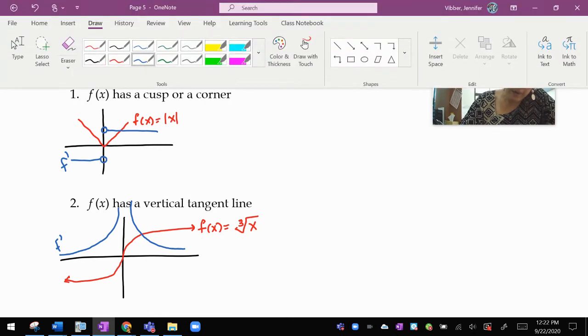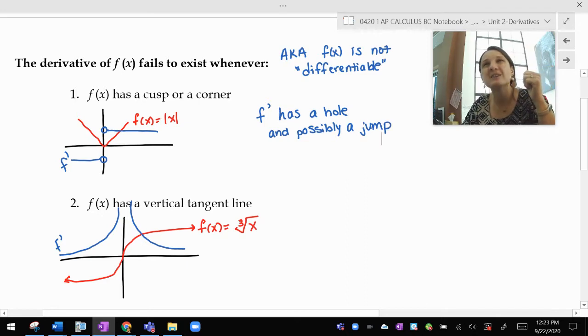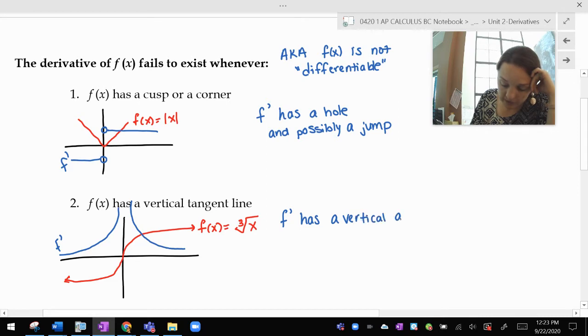So whenever f of x has a cusp or a corner, f prime has a hole and possibly a jump. Okay. And I want to say it's always a jump, but I'm just not sure about that. So we're going to say and possibly a jump, but I'm pretty sure it's always a jump. And if f of x has a vertical tangent line, that means f prime of x has a vertical asymptote.